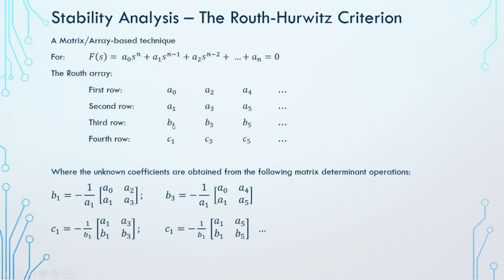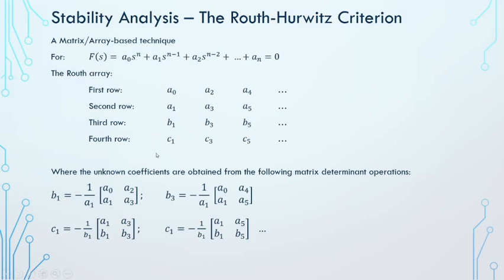Now, for me to obtain B1, I have to use A0, A1, A2, and A3, which is what I have here. To obtain B3, now, mind you, we have to be very careful. I use A0, A1, and then A4, A5. I do not use A2, A3. Is that clear? Now, to obtain B5, in this case, I'm going to use A2, A3, and A6, A7. That's for B5. Now, the same thing goes for C1, C3, C5, and subsequent values.